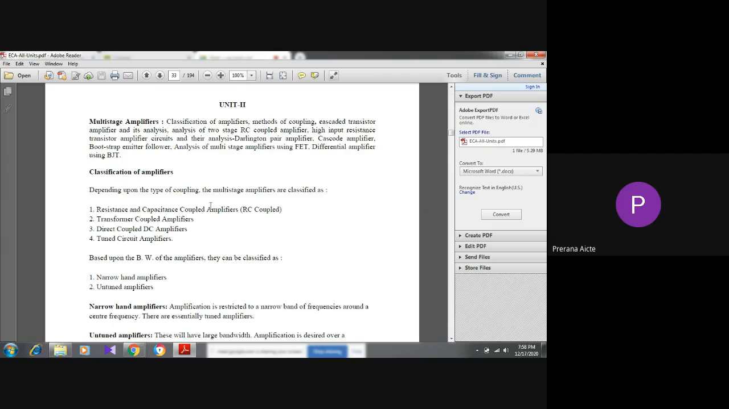First, almost 80% of the section is about BJT amplifiers. Then only a few sections are about FET, and the last topic is the differential amplifier. So these are the contents in this unit.